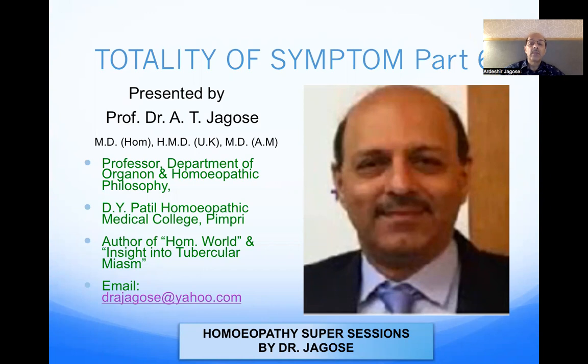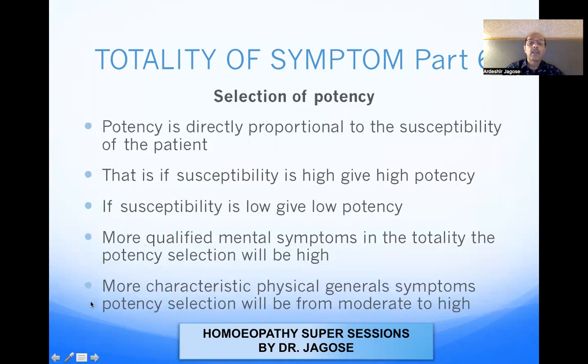Jagos. Today we'll be doing the last part, that is part 6 of Totality of Symptoms. Well, the point is selection of the potency. So potency is directly proportional to the susceptibility of the patient. In my previous video, I told you the susceptibility is judged on the summation of 7 points. Then only you can have a better idea whether the susceptibility is high or low. You cannot judge the susceptibility on 1 or 2 points.